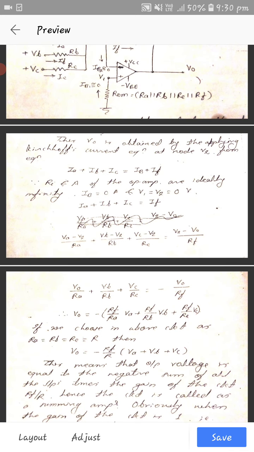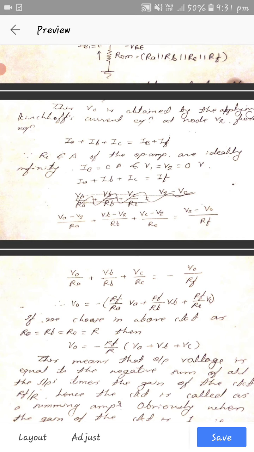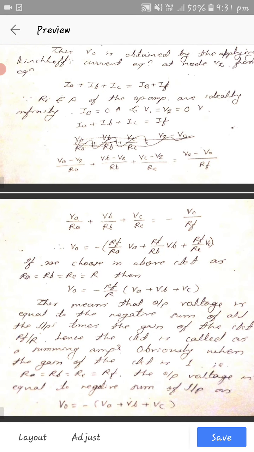IB current, input current, is equal to 0, and Phi1 is equal to Phi2 is equal to 0 volt. So right now the equation IA plus IB plus IC is equal to IF. Here IB is equal to 0 and V1 is equal to V2 is equal to 0. So here IA current, IB current, IC current and feedback current.